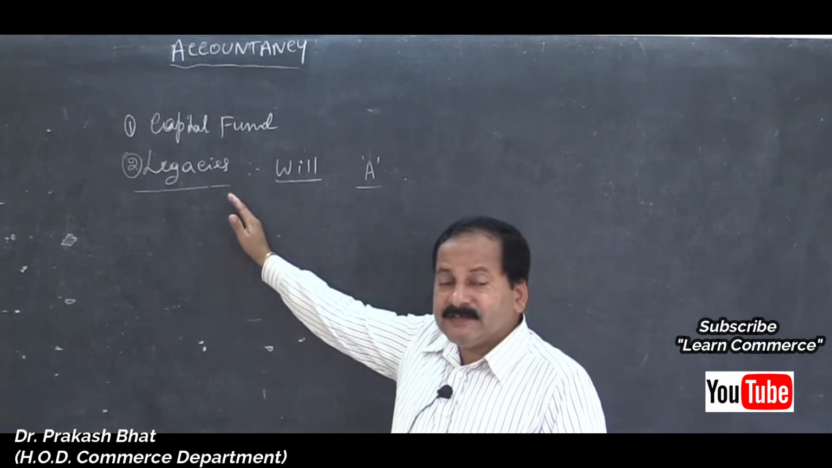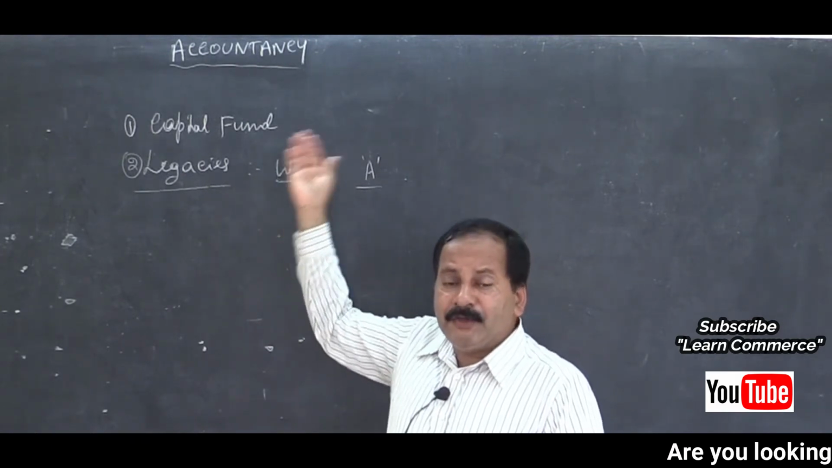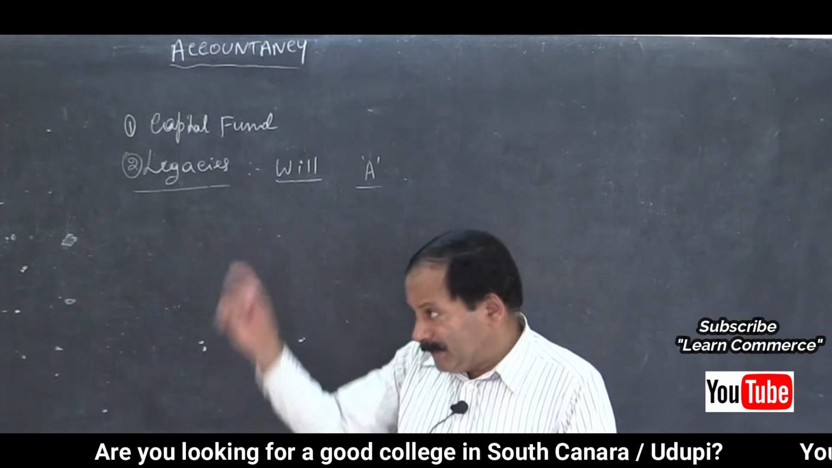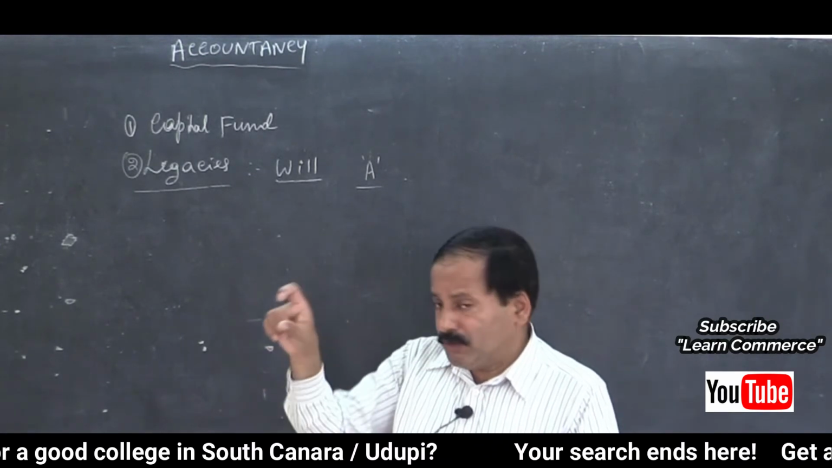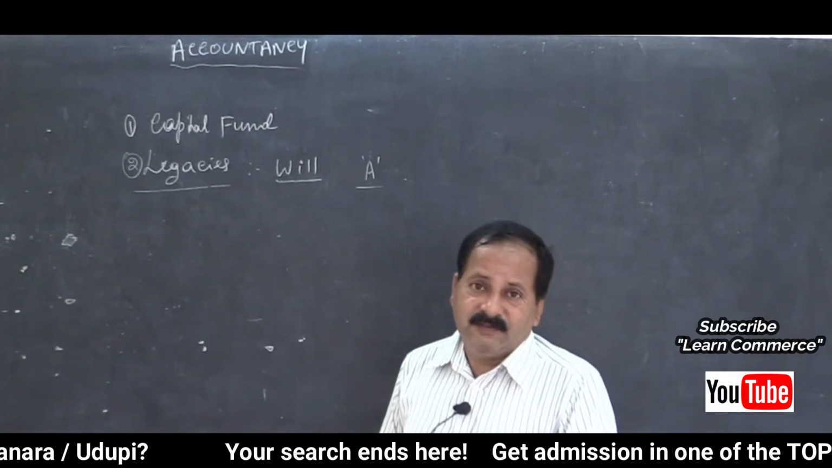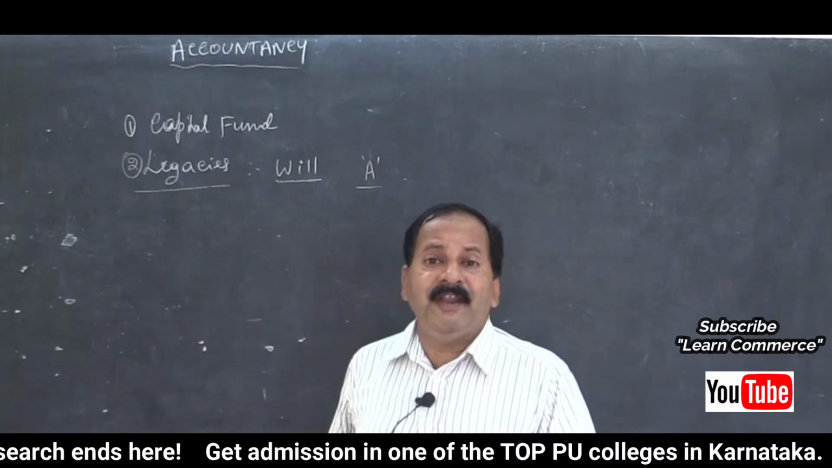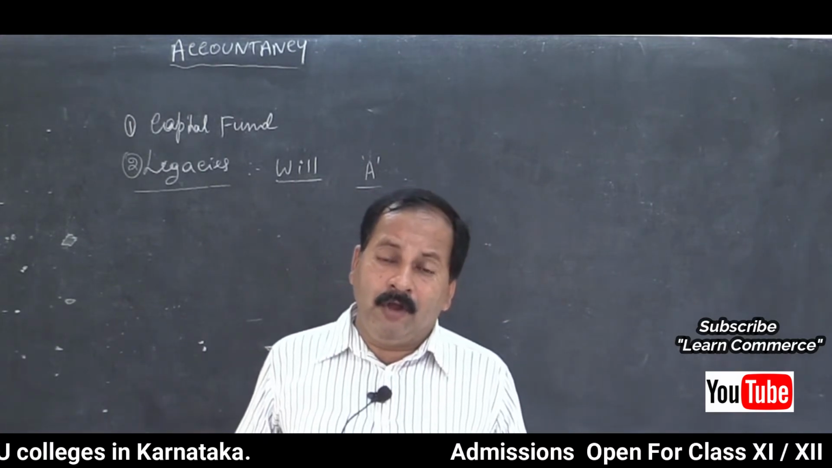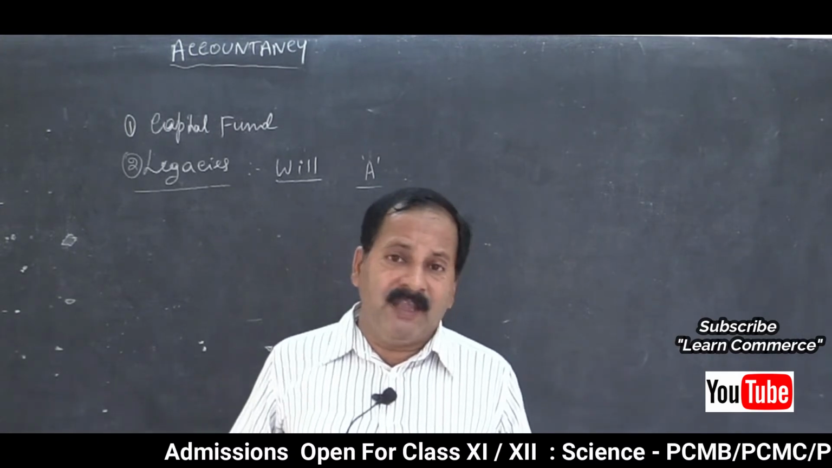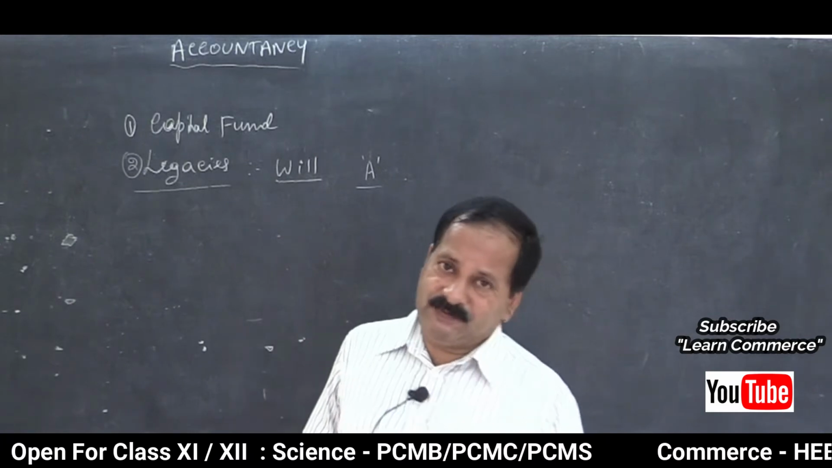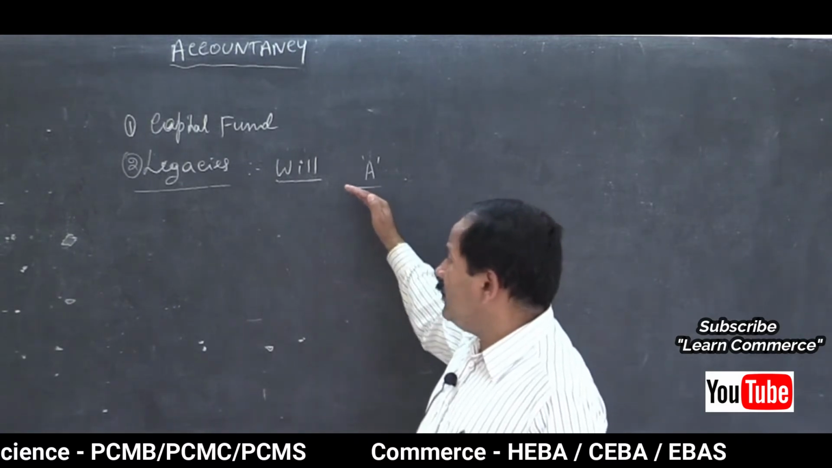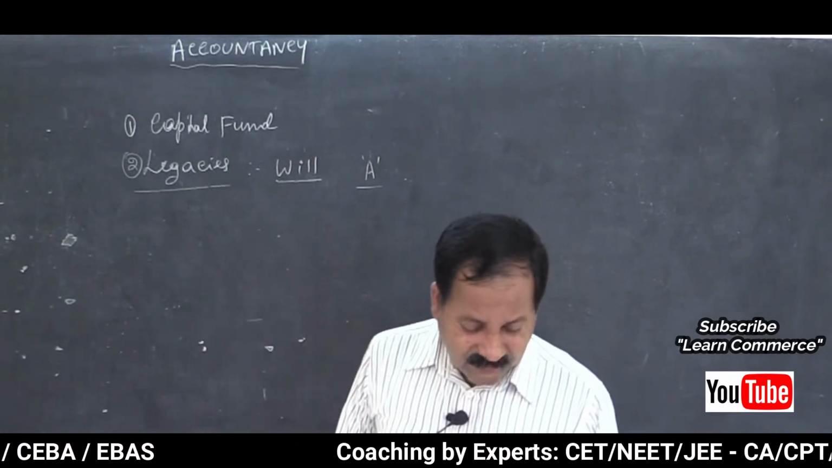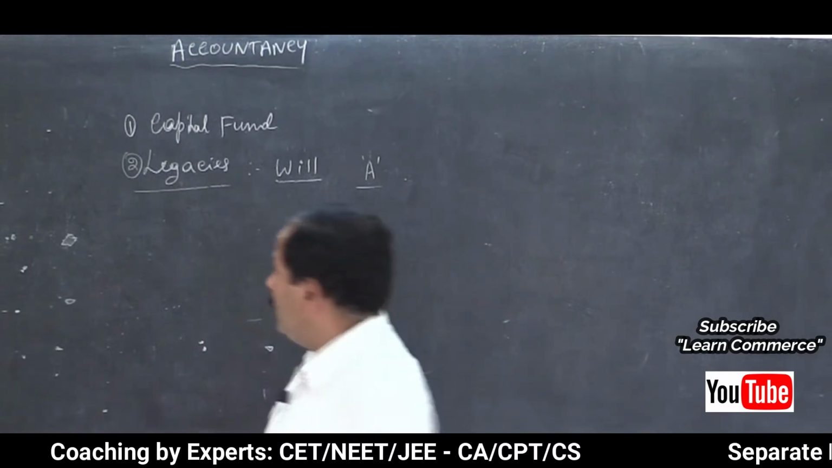And these legacies, that is a gift received, should be added to capital fund on the liability side of the balance sheet. While preparing balance sheet, liability side, capital fund, opening balance, add legacies. That is what we have to do, because they are capitalized receipts, amount of heavy nature, isn't it? And they are not recurring again and again. So this is called legacies. Now moving on to the next concept or term, endowment fund.